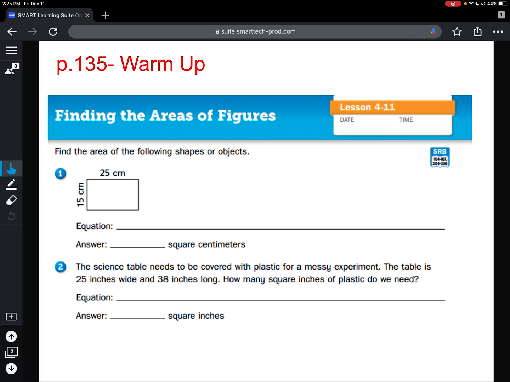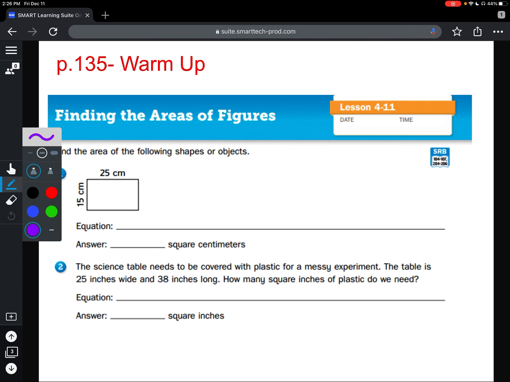So as our warm-up, I want you to turn to page 135 in your math journal, and you should be able to do problems 1 and 2 on your own. These problems are involving just the normal area of what we've been working with all year. So I want you to pause your video and go ahead and find the area of these figures. Do that now. All right, so let's check your work here.